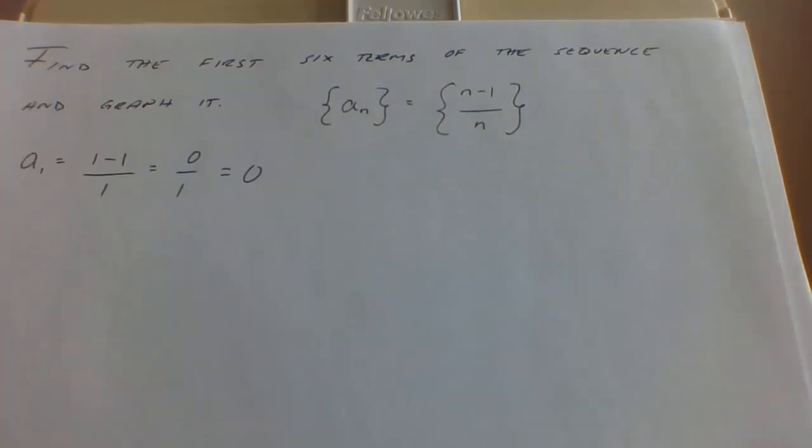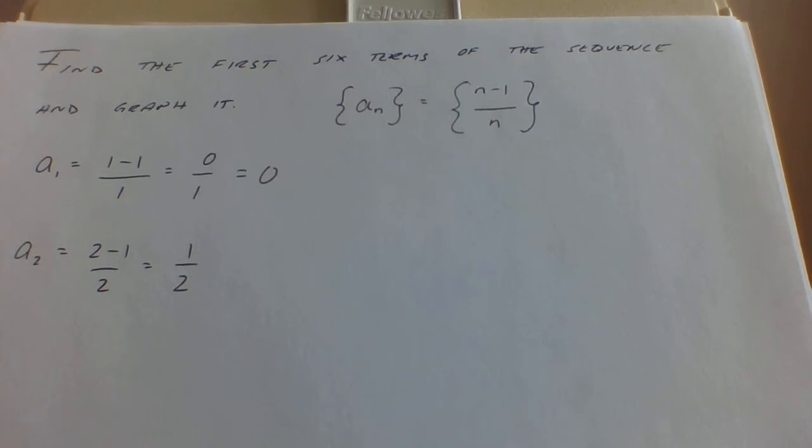If we calculate a sub 1, we're going to plug in 1 into our formula every time we see the letter n. So we're going to get 1 minus 1 on top, which is going to give us a 0, and a 1 on the bottom. Anytime we have 0 on top of a fraction, that's going to be the same thing as 0. So our first term in this sequence is 0. When we calculate a sub 2, we get 2 minus 1 on top over 2. So our second term is going to be 1/2.